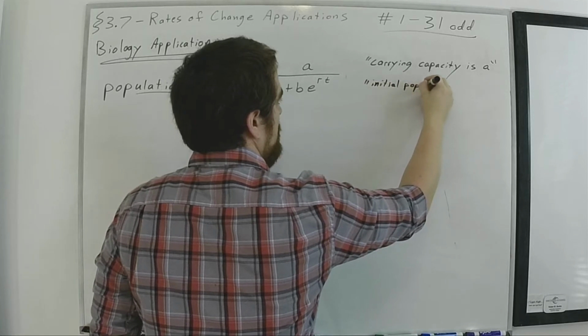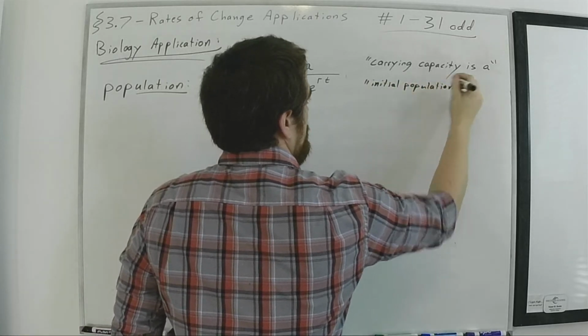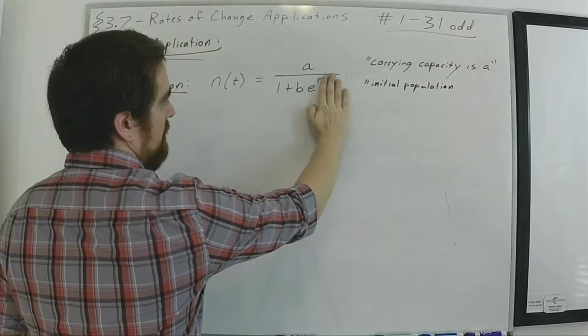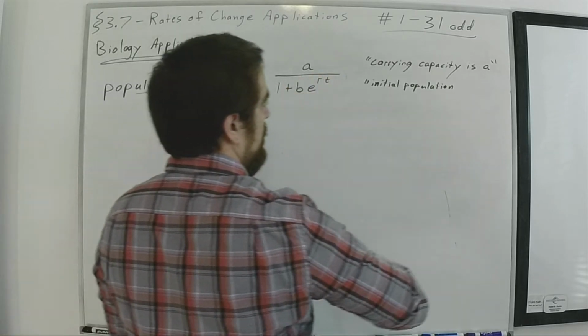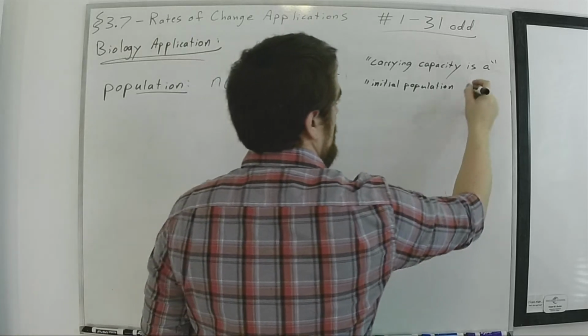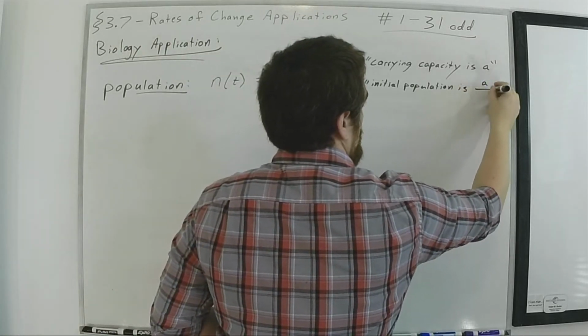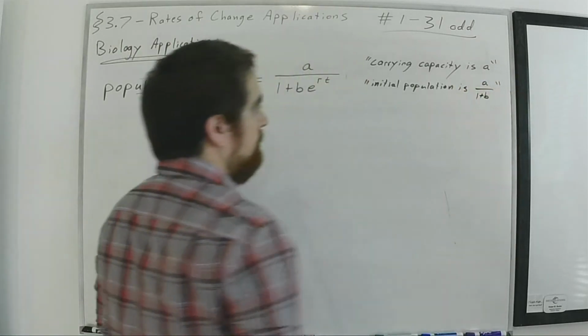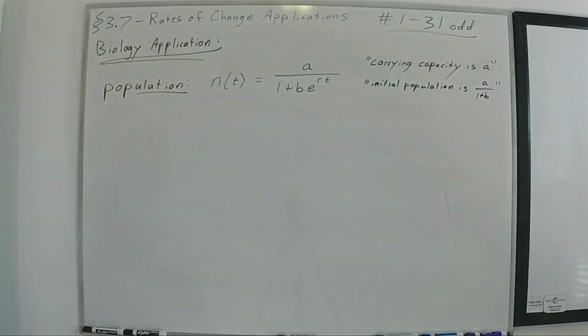The initial population always happens when t is 0, and if t is 0, you just get A over 1 plus B, because e to the 0 is 1. So you just get that ratio, A over 1 plus B. Right, so it has some nice built-in information to it.